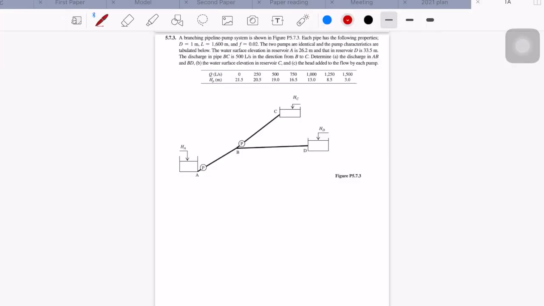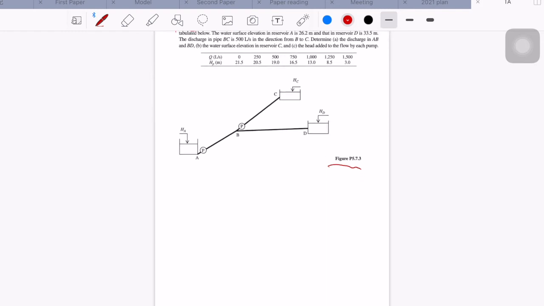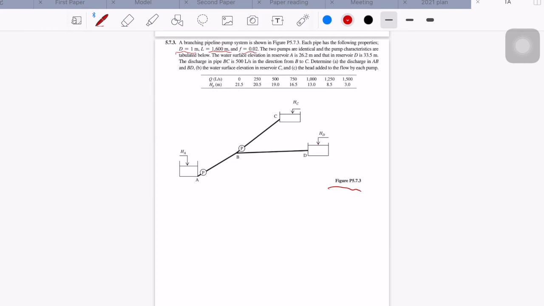For this problem, a branching pipeline pump system is shown in this figure, and each pipe has the following properties: diameter equals 1 meter, the length equals 1,600 meter, and the friction factor F equals 0.02. And the two pumps are identical, and the pump characteristics are tabulated below in this table. And we know the water surface elevation in reservoir A is 26.2 meter, and in the reservoir D is 33.5 meter.